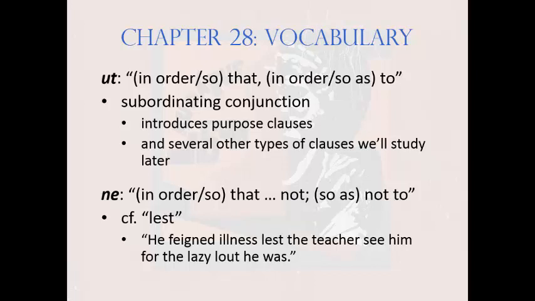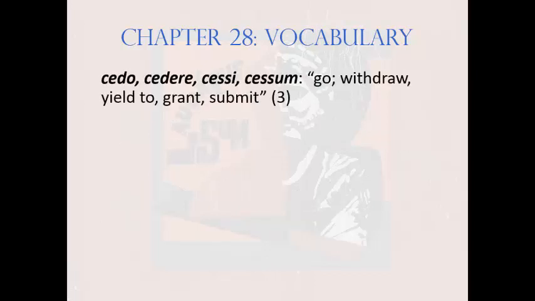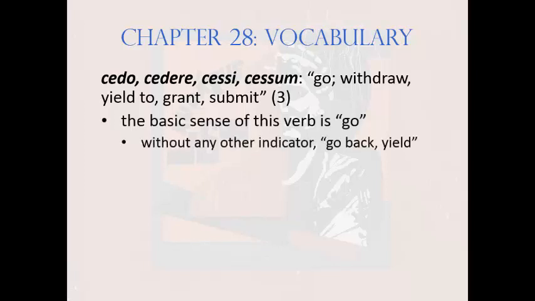Okay, let's stick with in order not to. The next word is a verb, cedo, cedere, cessi, cessum, meaning go, withdraw, yield to, grant, or submit. It's third conjugation, our favorite. Its basic sense is go. But if it stands alone and doesn't have a preposition or prefix telling you which way it's going, go out, go forward, go up, to the Romans it implied go back.